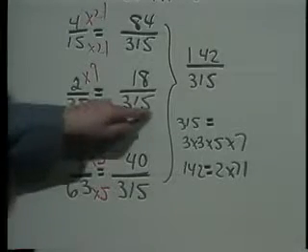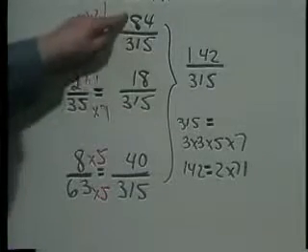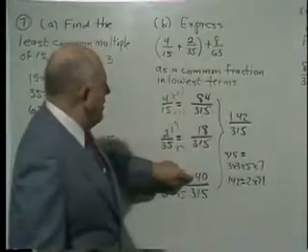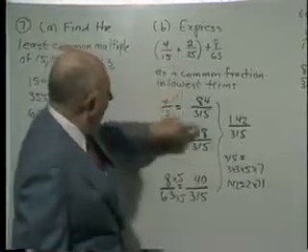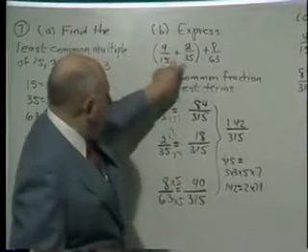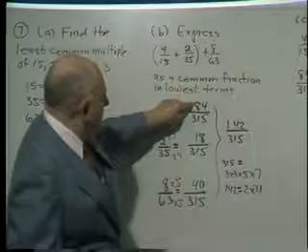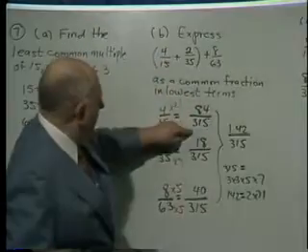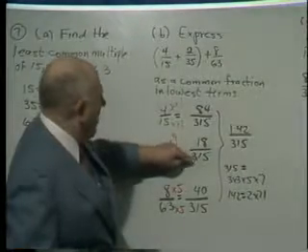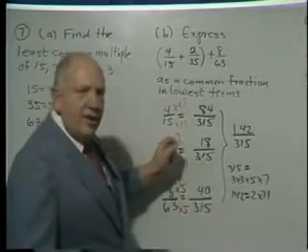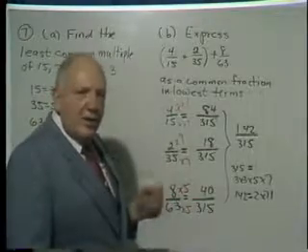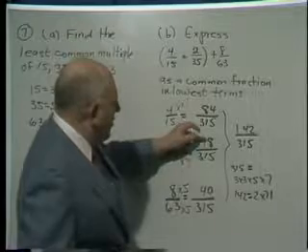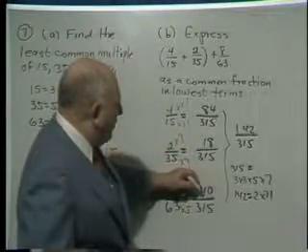So altogether, out of 315, how many am I taking? 84 plus 18 plus 40. See, technically speaking, I want the 84 and the 18 grouped together. See, because the 4/15 gets replaced by 84 over 315. The 2/35 gets replaced by 18 over 315, etc. But the important point is, since addition for whole numbers is associative, and since I'm only adding the numerators, 84 plus 18 is 102, plus 40 is 142.